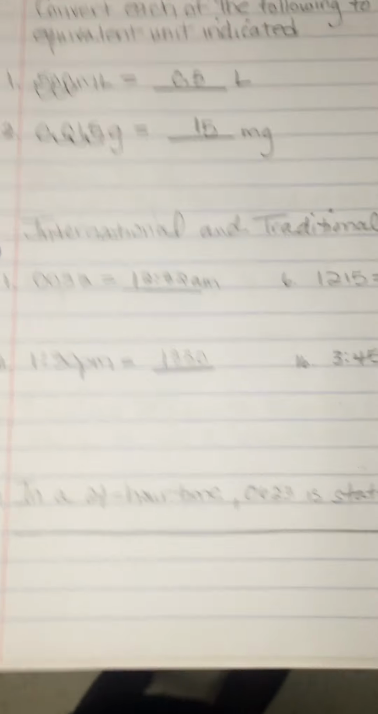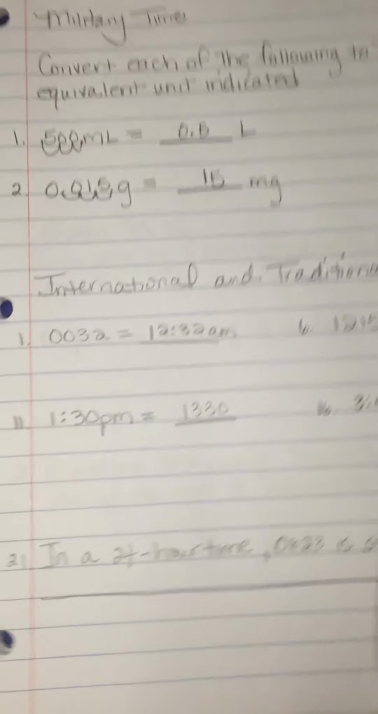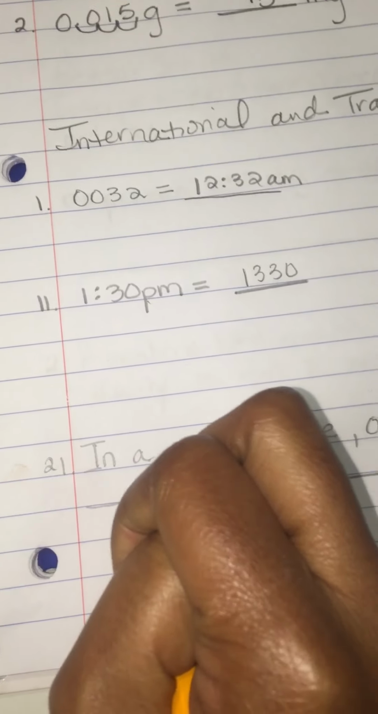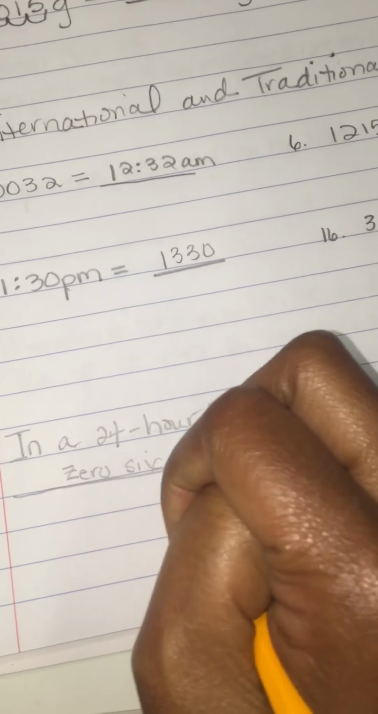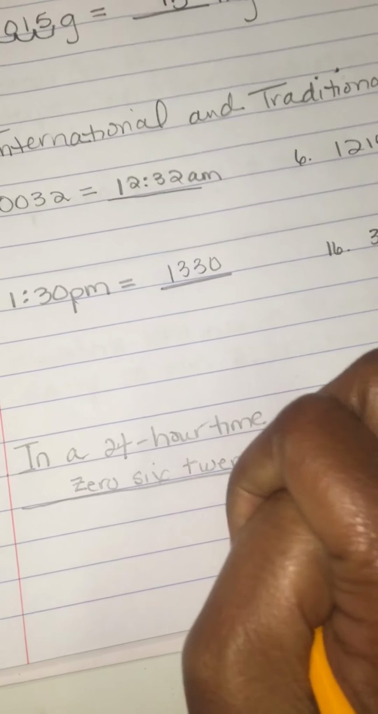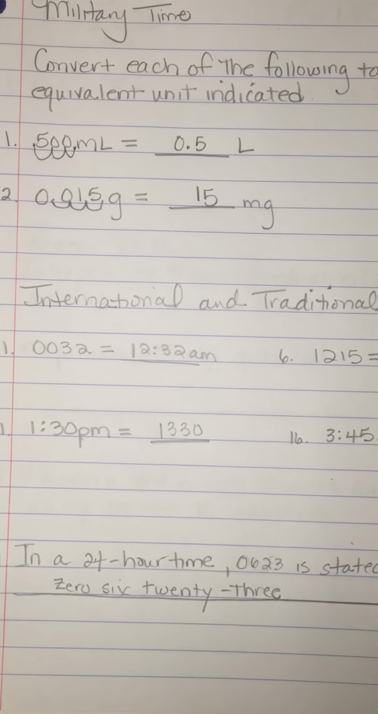Next it says in a 24-hour time, 0623 is stated, and I just want you to write that out in words. So we write this as 0, 6, 23. Okay, I hope this part 1 of the video helps.